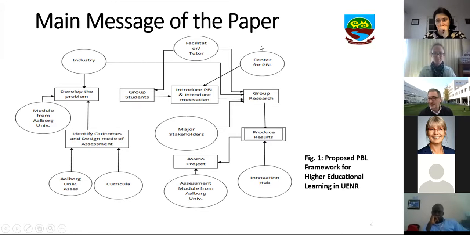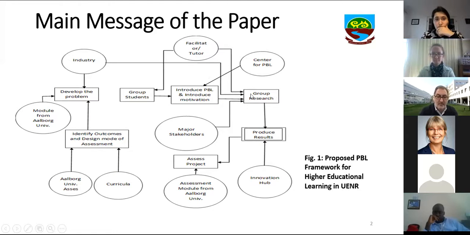And the university is currently looking at setting up a center, which is the PBL Center. So the PBL Center would do some training of students, as well as the facilitator also doing some little training before the course commences. Then these problems are given to the groups to research. Now, the groups would also take some feed from industry, from major stakeholders, and from facilitators to aid them in their learning process.